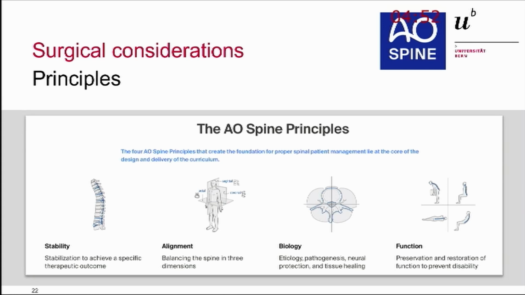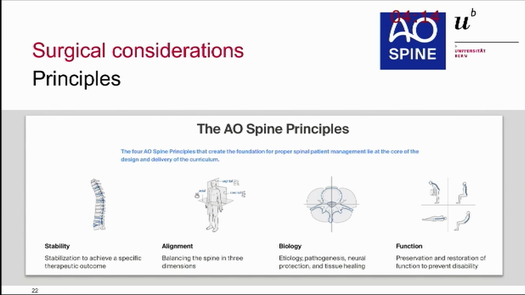I find those principles from the AO very helpful, because it gives me a guideline on how my treatment plan should be. We want to achieve the best possible stability. We want to realign the spine, just the same as in the deformity surgery. We want to respect the biology of the spine, so I prefer to go minimally invasive if ever possible. And we want to maintain and restore the function. And obviously, stability and function, they have to be balanced against each other.